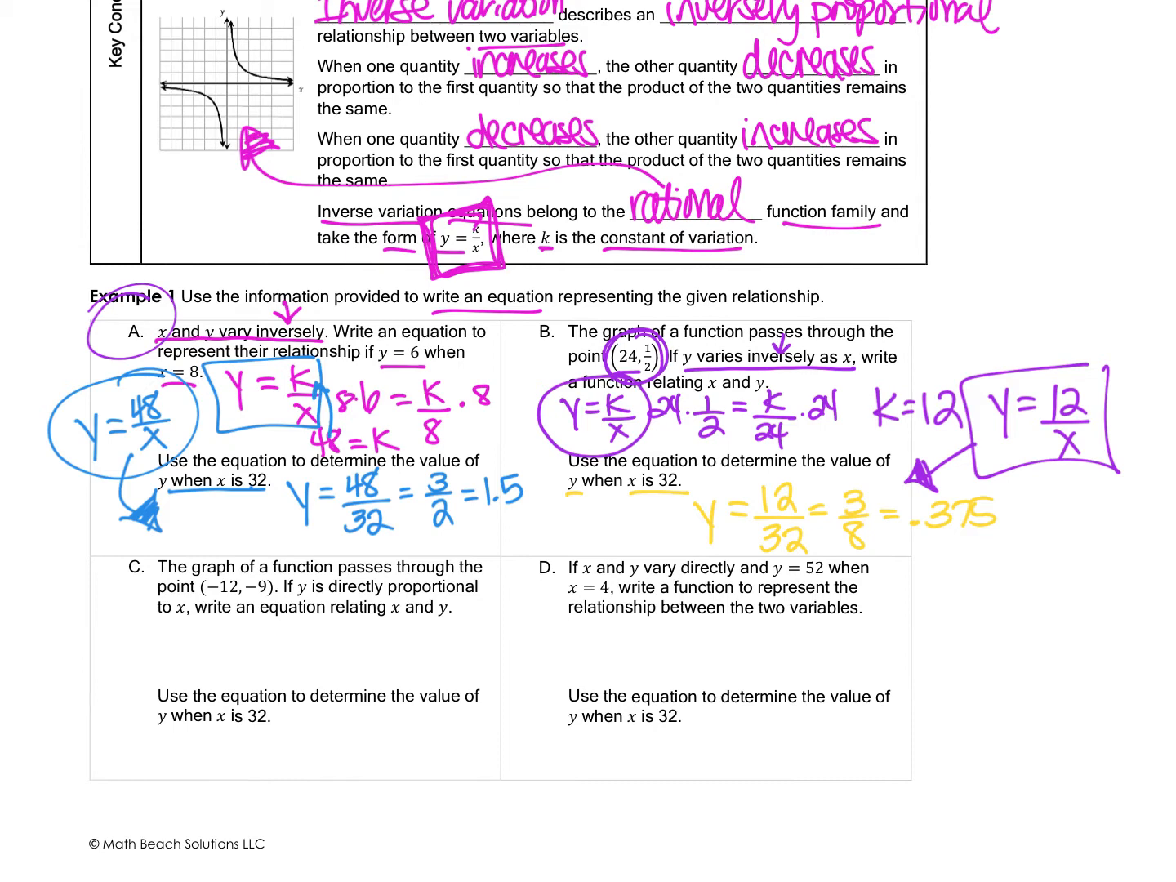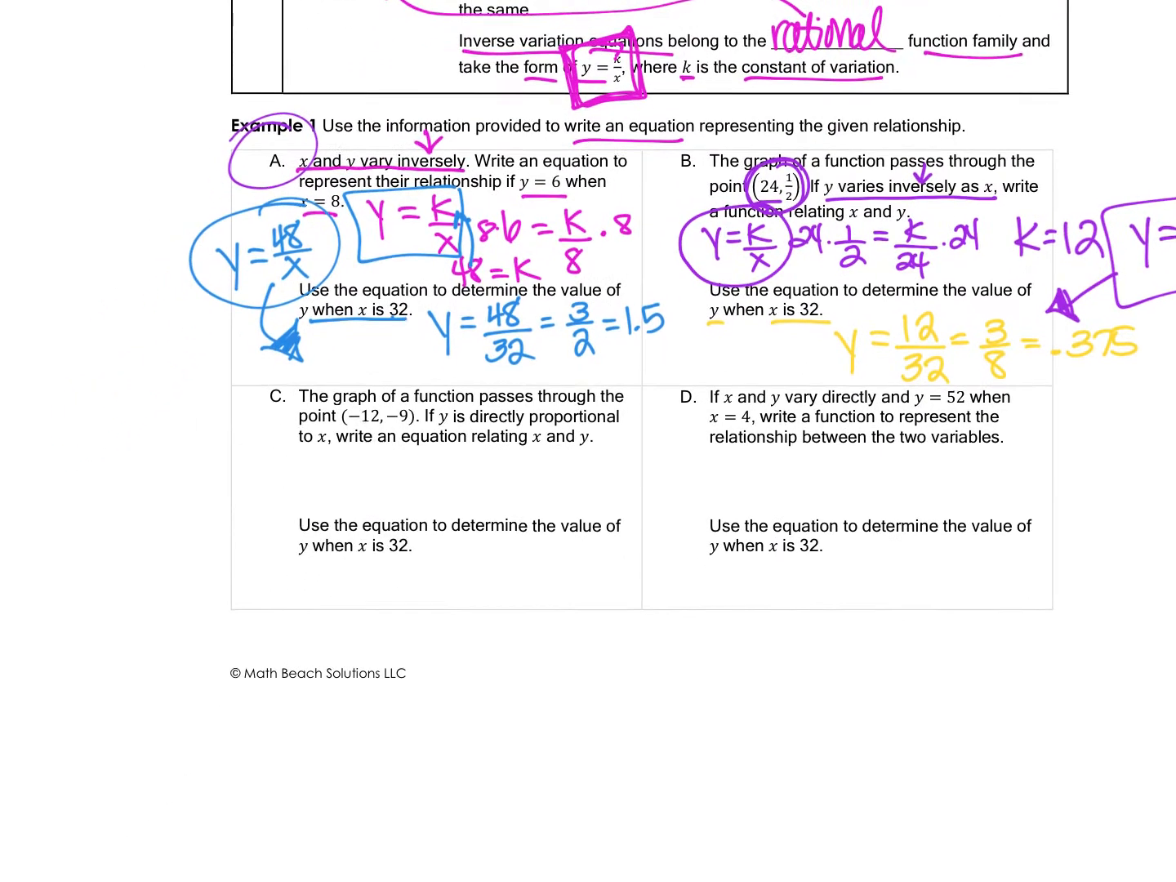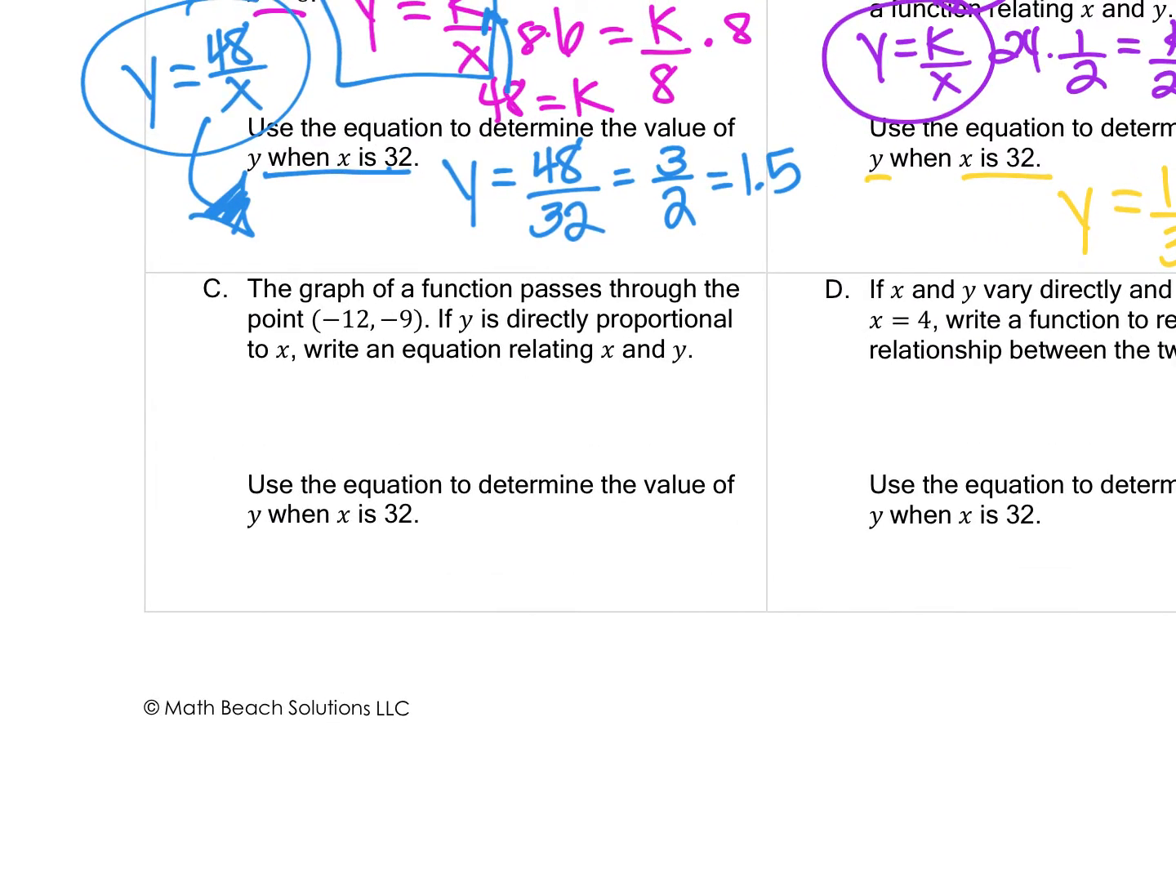So you're having to read the problem and you're having to look for keywords to know which type of equation you need to use. So part C. The graph of the function passes through the point -12, -9. So again, we're given an x and a y. It says if y is directly proportional, keyword is directly, proportional to x, then write an equation relating your x and y. So directly, remember your equation is y equals k times x. Inversely is k divided by x, so you have to know which one's which.